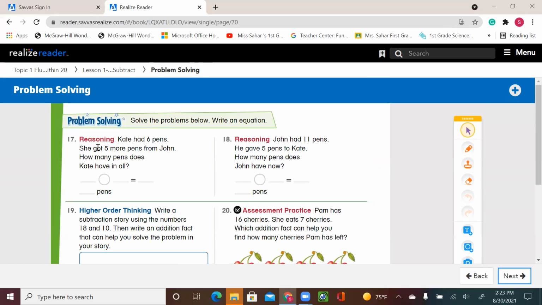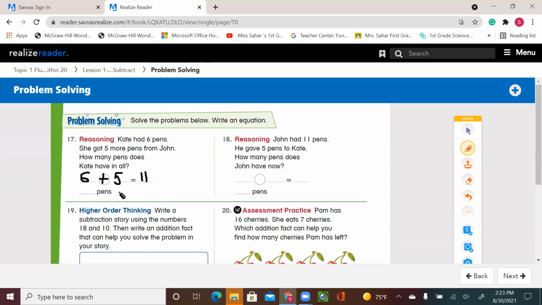All right, number 17. Kate had 6 pens. She got 5 more pens from John. How many pens does Kate have in all? So she had 6, and then her friend gave her 5 more. So this is an addition. What are we going to say? 6 plus 5, and I'm going to add. So 6 plus 5 equals, very good, 11.